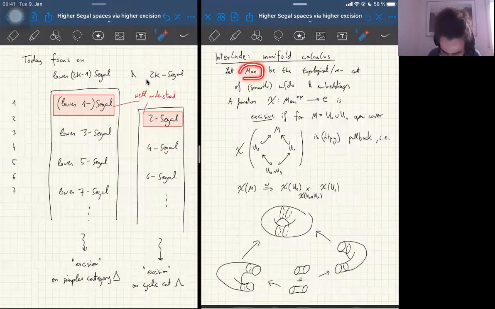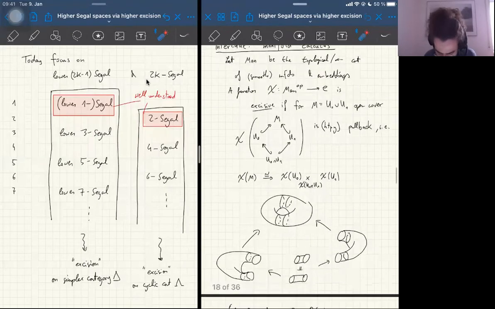Let Man denote the topological category of smooth manifolds and embeddings. We can also think of this as an infinity category, and I will think of it as an infinity category, but this is not so important. Okay, and now we're looking at presheaves on this category, so contravariant functors from it to our chosen target. And such a functor is called excisive if the following holds. Whenever we have an open cover of a manifold by two opens, then if I apply X to this square given by M, the two opens and their intersection, then this square has to be a homotopy pullback, or I'm not going to keep saying homotopy, it's going to be a pullback in C.